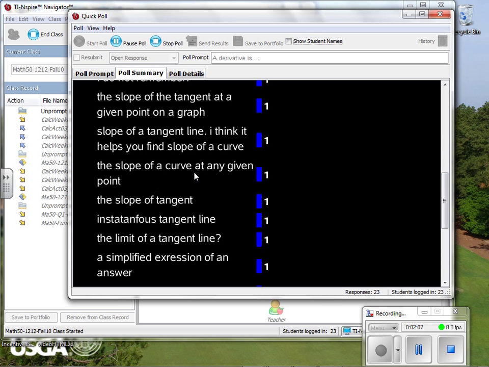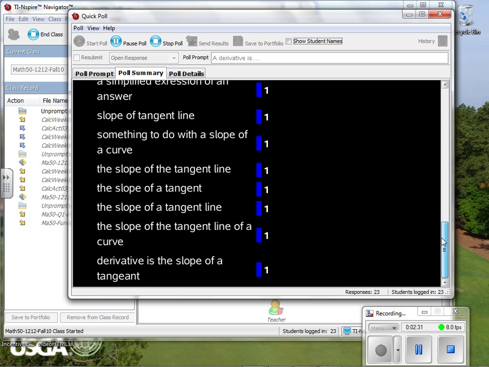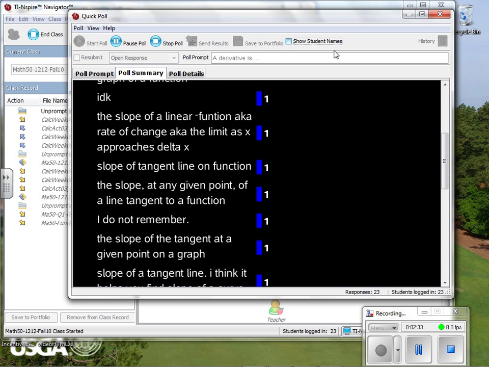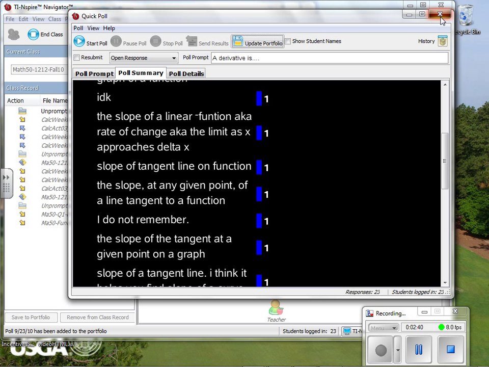I think it helps you find slope of a curve. Those are one and the same ideas. Okay. If you find the slope of a tangent line, you have found the slope of the curve. So we really haven't explained much on that. Slope of a curve at any given point, slope of a tangent. These are, I can tell already, not enough information, but you got the right idea. Okay, so we're going to build on that today and come up with a definition that we're going to be able to use. So let me get that saved for your participation mark.